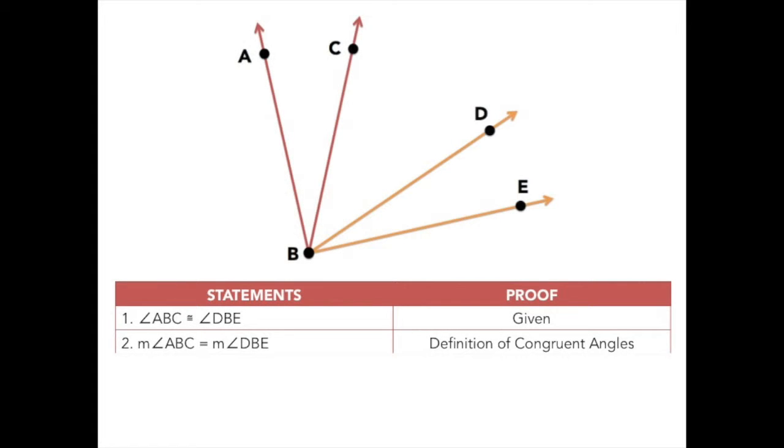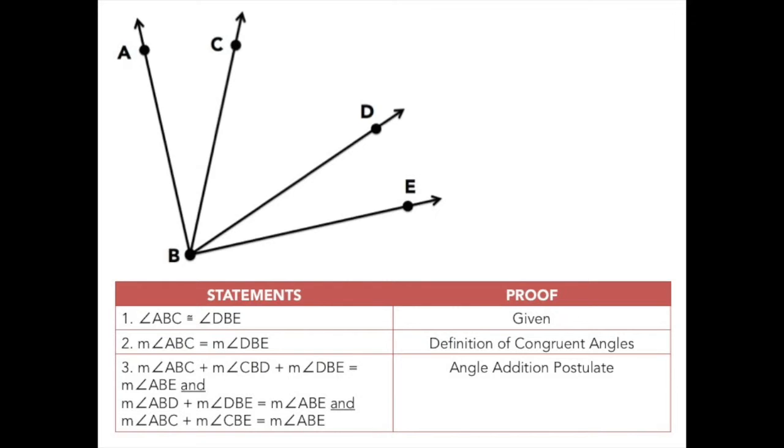First, we are given the statement that angle ABC is congruent to angle DBE. From this, we can say that measure of angle ABC is equal to measure of angle DBE by the definition of congruent angles.